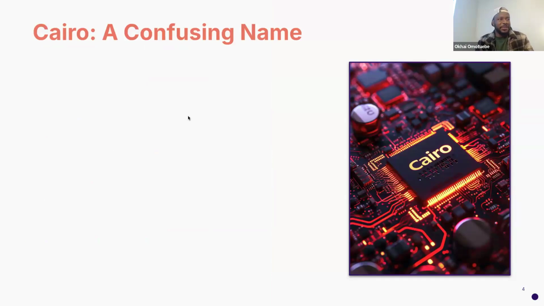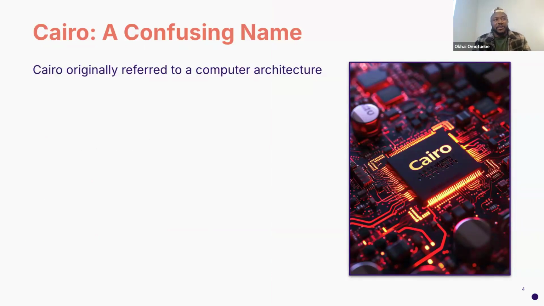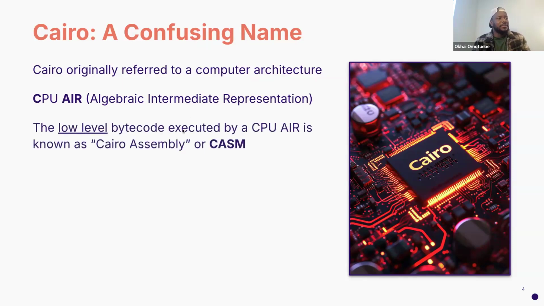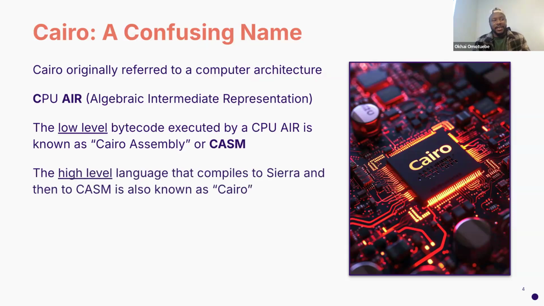So Cairo is a bit of a confusing name because it originally referred to the computer architecture, CPU-AIR, which stands for Algebraic Intermediate Representation. The low-level bytecode executed by the CPU-AIR is also called Cairo assembly, or CASM. You're going to get more familiar with this once we start writing Cairo on our computer. And the high-level language, which compares to Sierra, is also called Cairo. So it might be confusing when you hear a lot of Cairo, but the one you need to worry about is this high-level language, which is what we're introducing today.